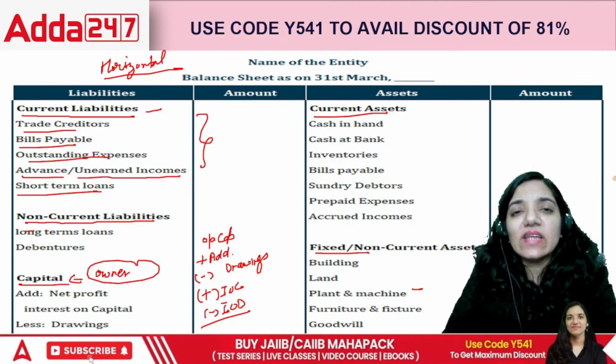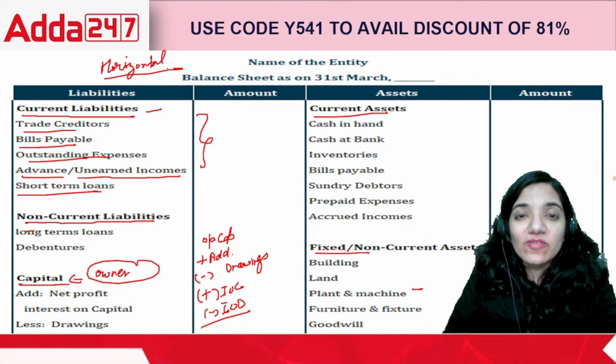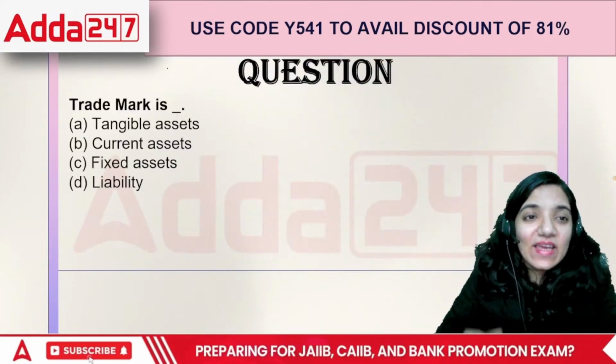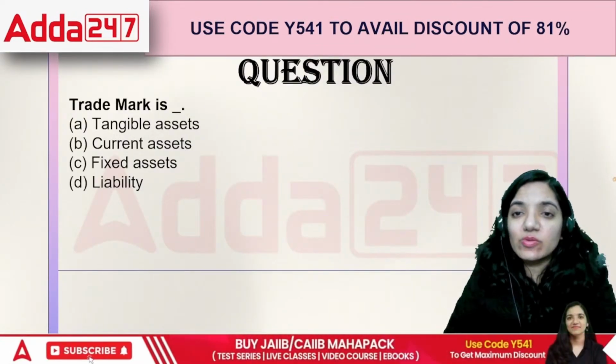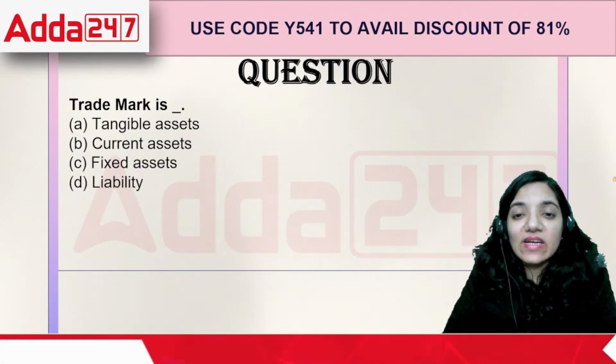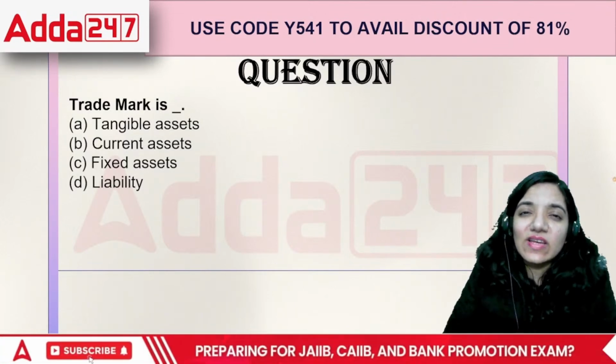So this is it. Let's talk about the MCQs of this particular concept. So let's understand this concept deeply. Here comes the first question. The first question says, trademark is a tangible asset, a current asset, a fixed asset, or a liability.